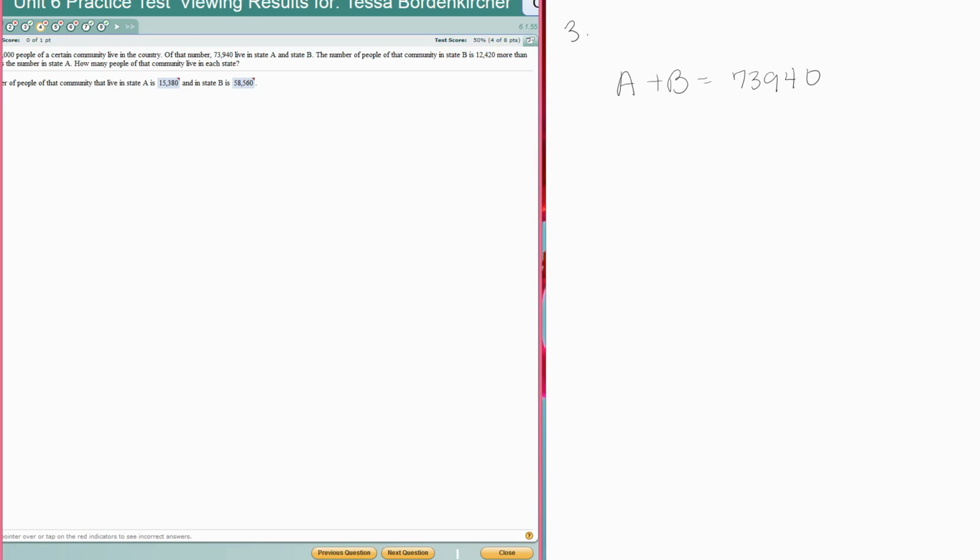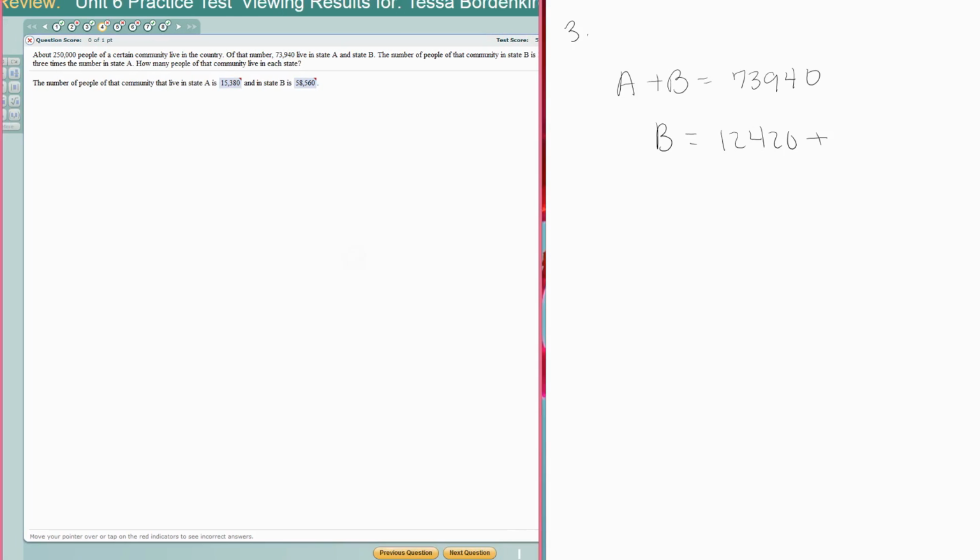So we know the total number in A plus B is 73,940. Okay. Now, we need to look at the next line. It says the number of people of that community in state B, so B is equal to 12,420 more, so added to 3 times the number in A, so 3A.